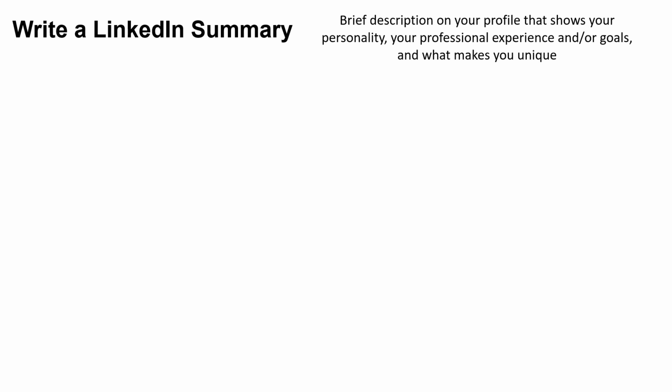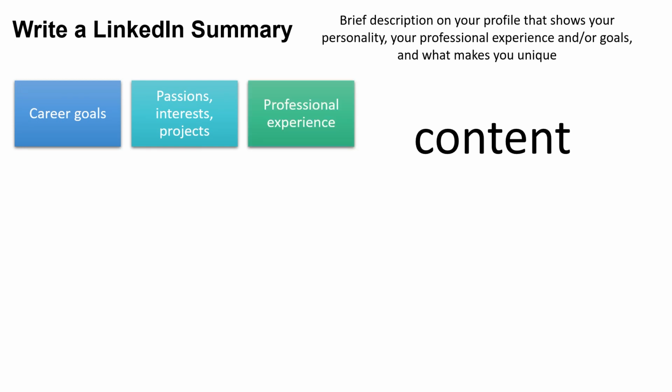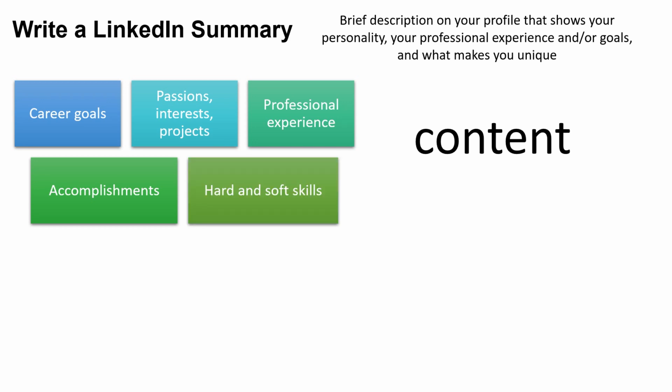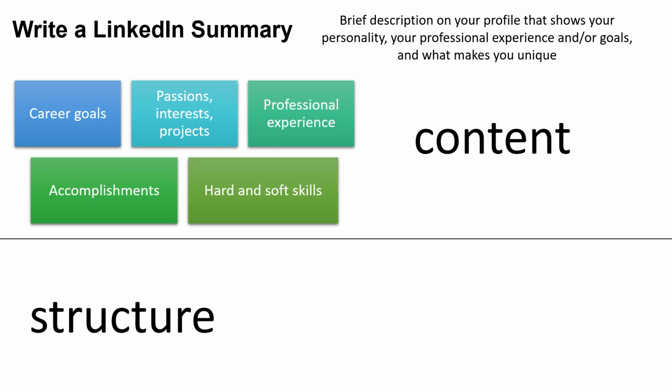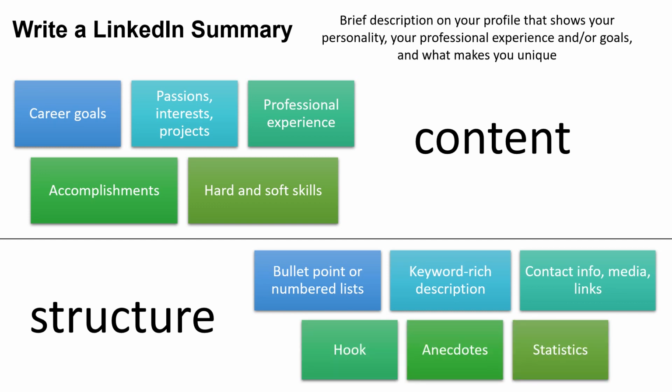First off, there are a couple of different examples of content that you can include in your summary. You can talk about your career goals, passions, interests, and projects, professional or educational experience, accomplishments, and hard and soft skills. In terms of structure, there are different ways to structure your profile. You can use a bullet point or numbered list, a keyword-rich description, contact info, media, or other links, a hook, anecdotes, and statistics.